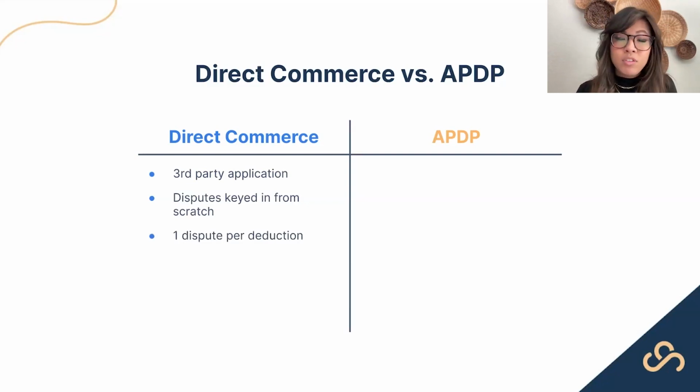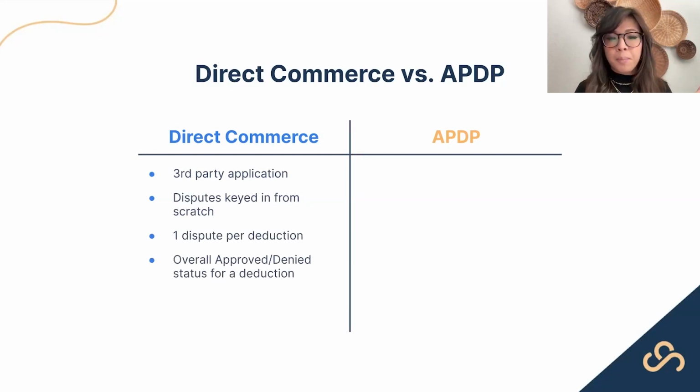You would submit one dispute per deduction, and then you get an overall approved or denied status for the deduction that you submitted. So with APDP, as I mentioned, it is Walmart built. It is located in Retail Link, and so you should automatically have access to that in Retail Link.